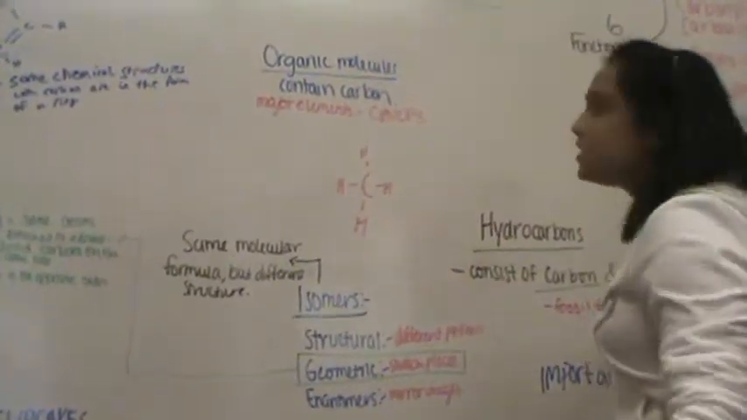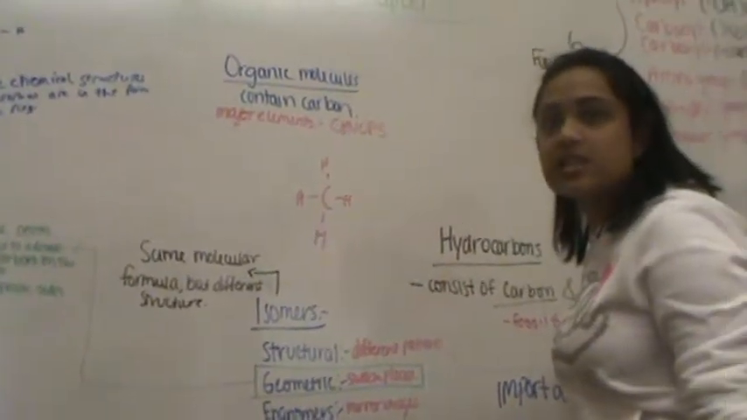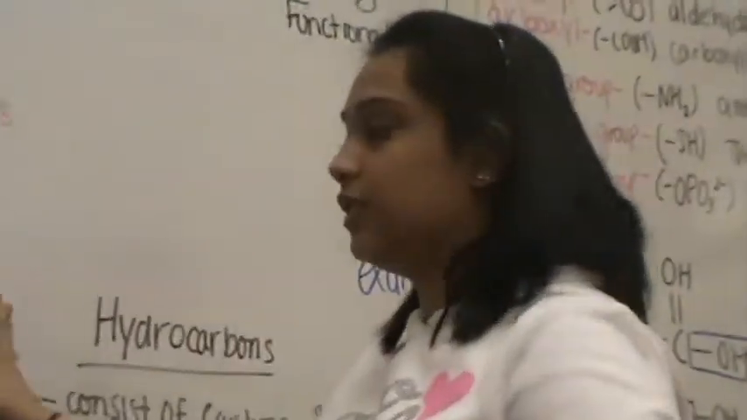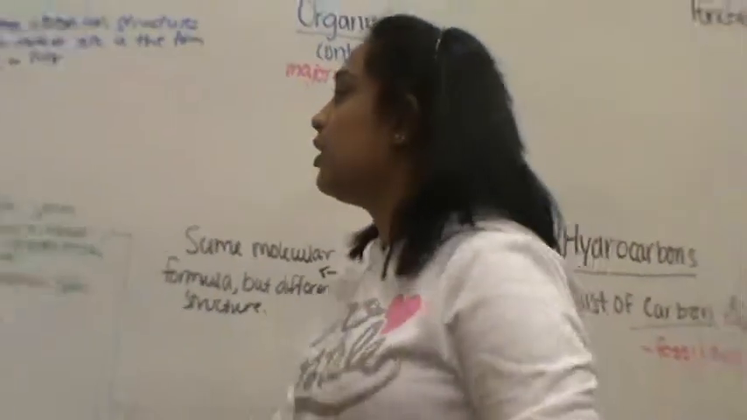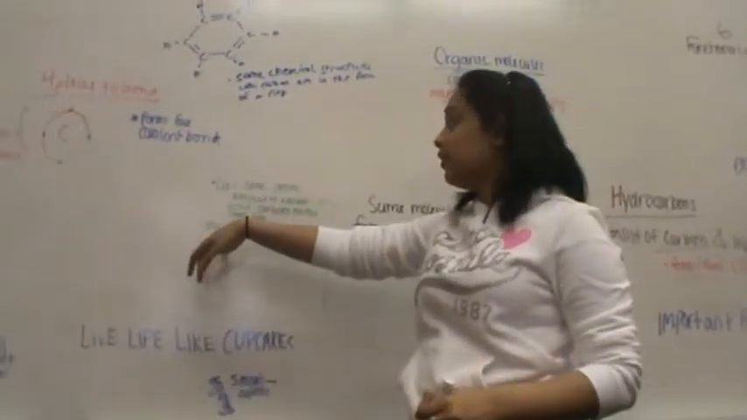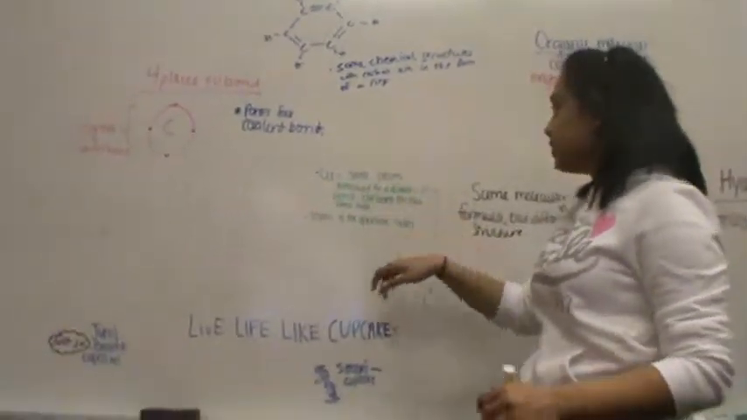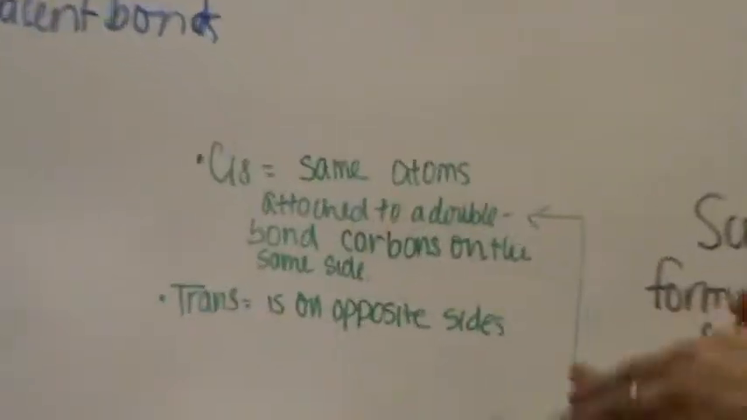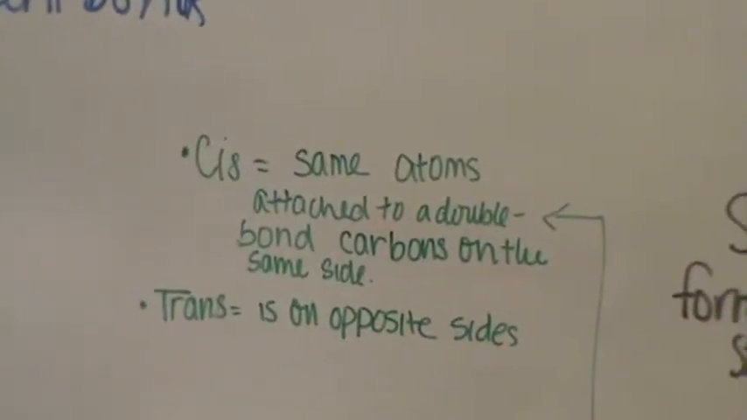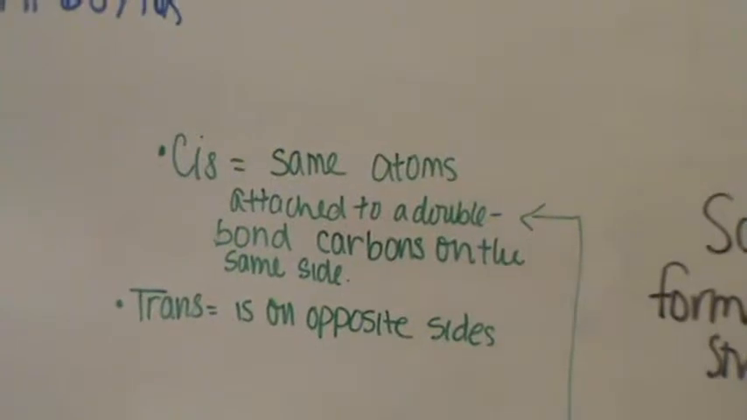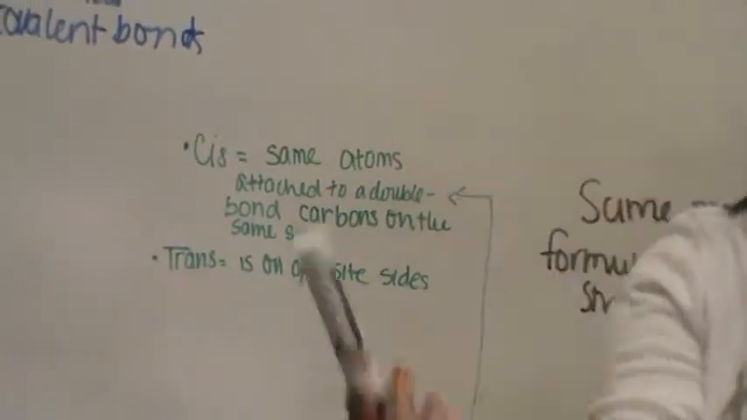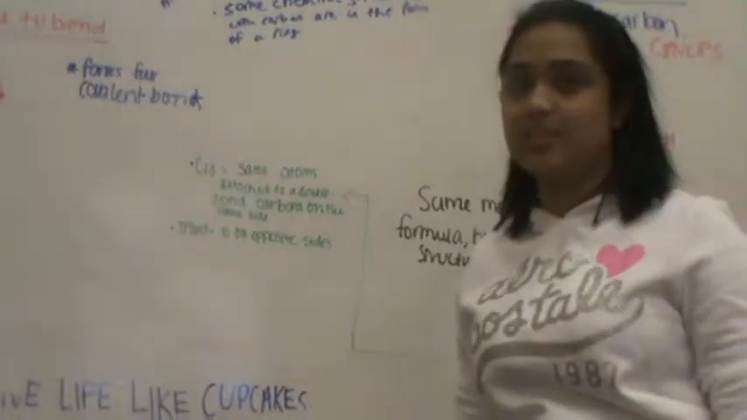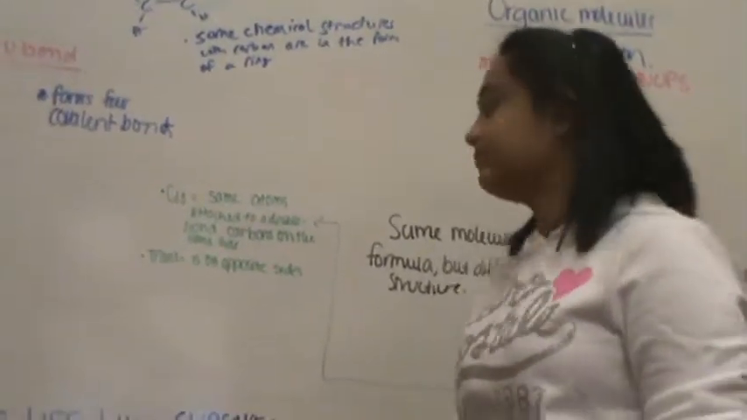Isomers need to have the same molecular formula, but a different shape or a different structure. Now, the 2 types of geometric ones are cis and trans. In cis, some atoms are attached to a double bond carbon on the same side, and in trans, they're on opposite sides. The way you can remember that is trans, like you're transporting something across, so they're on opposite sides, whereas cis is on the same side.